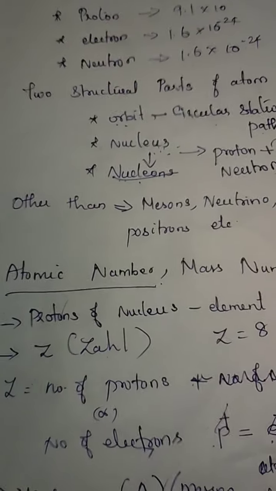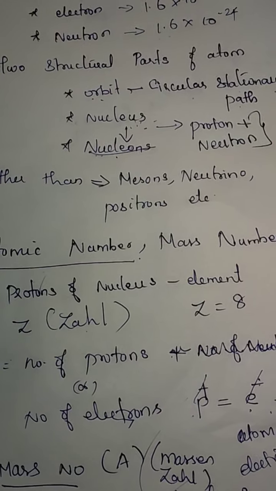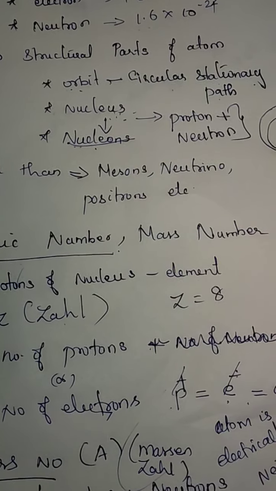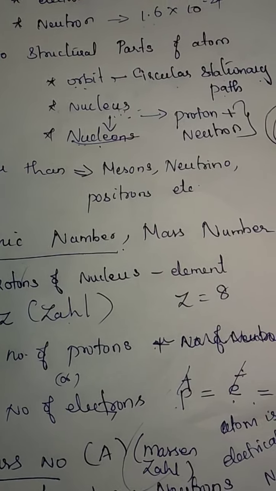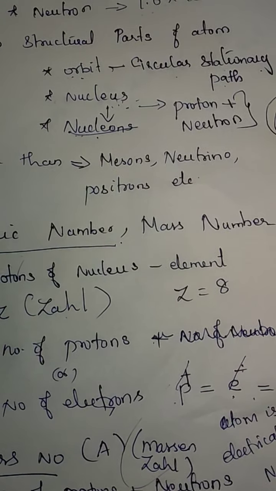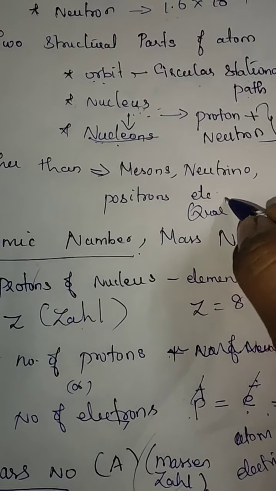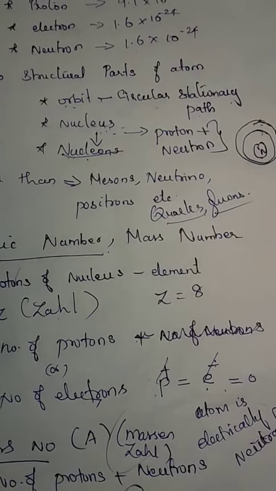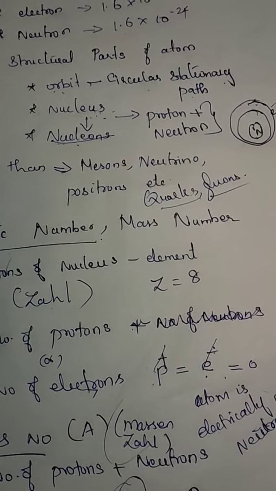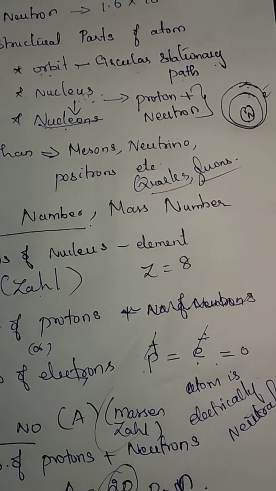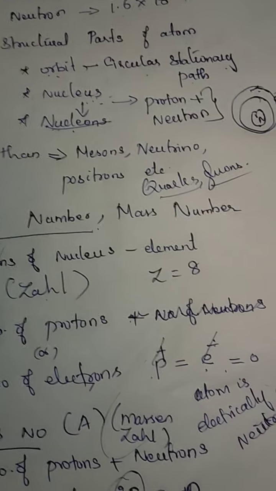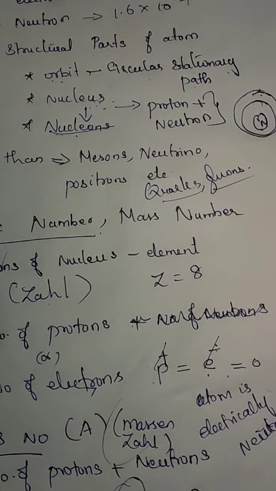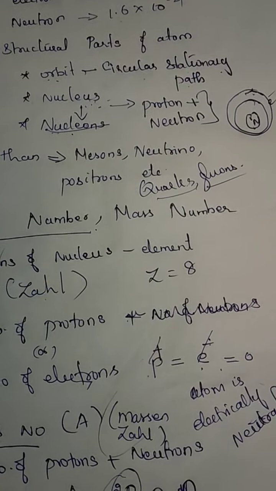Okay. Other than these main subatomic particles, scientists also discovered some other particles which do not have much value. What are they? Mesons, neutrinos, positrons, quarks, gluons, etc. Other than these three major subatomic particles, the empty part of the atom also has mesons, neutrinos, positrons, quarks, gluons, etc.